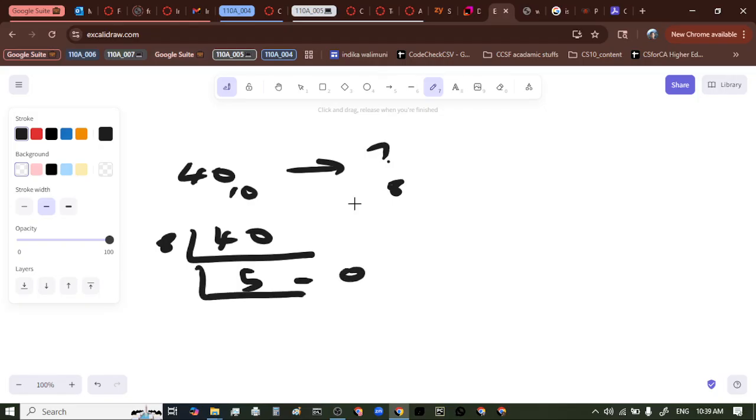So again 0. So this is actually 5, right? Okay, so basically now we read from like this. So this equals 508. So it's actually 50 base 8. Okay.